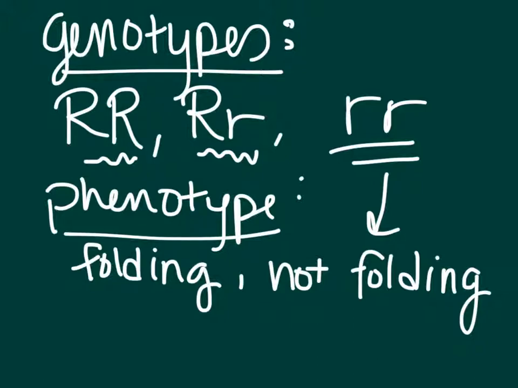But because I know that my mother cannot fold her tongue, which genotype does that mean I am? Capital R, lowercase r. So I am capital R, lowercase r. How about my sisters? The same thing. They're your sisters, they're the same thing, same gene.